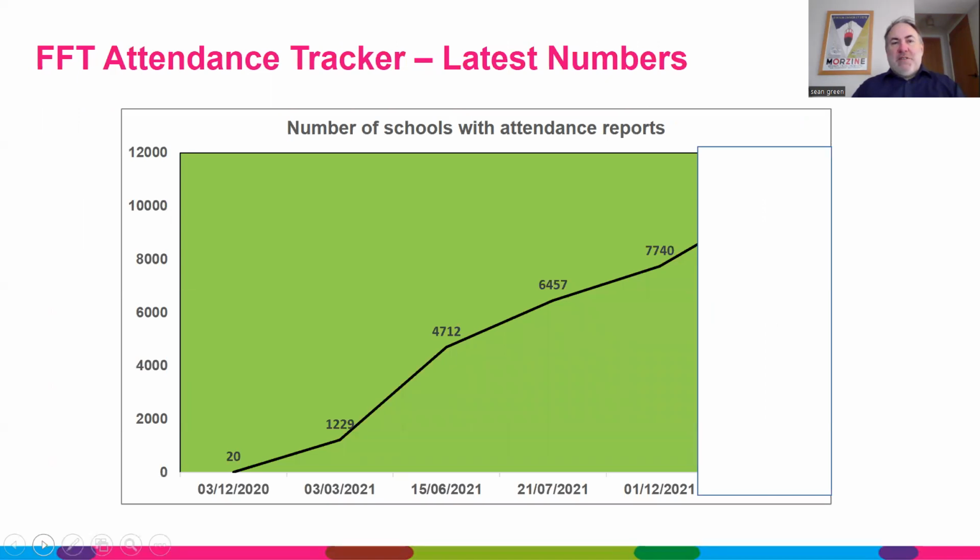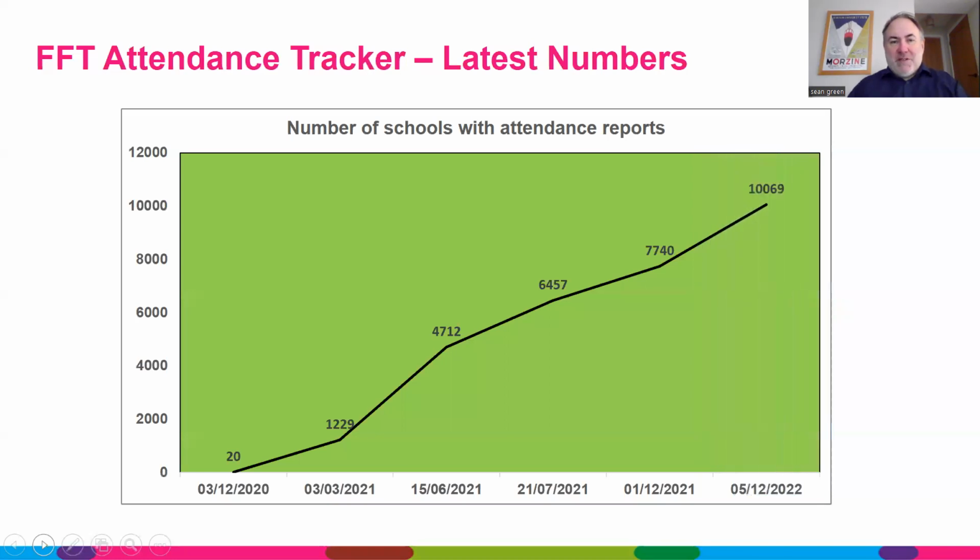Looking at latest numbers, we actually started this almost exactly 2 years ago this week, and we started with a group of 20 secondary schools who were part of a pilot group, and the numbers increased, and you can see where we were roughly a year ago today at just over 7,500. And I'm delighted this week that we've actually broken the 10,000 barrier. So we've gone to 10,069 unique schools receiving attendance reports from us every week. So you can see you've got a very strong sample there to compare your data against.